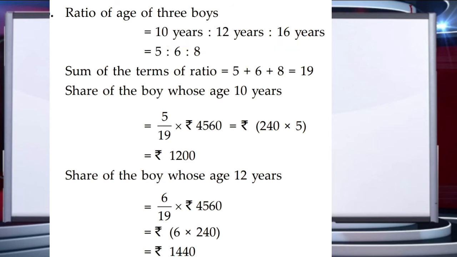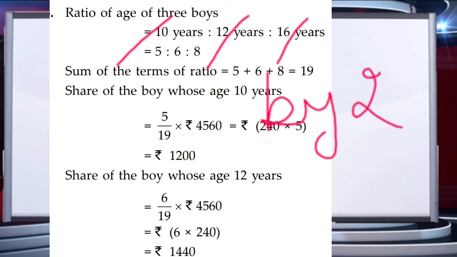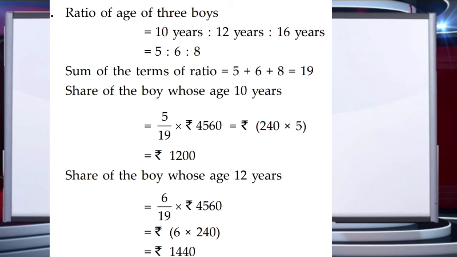So first of all, I am converting these ratios to the simplest form. All the 3 numbers are even numbers. It means these 3 numbers are divisible by 2. So I am reducing the ratios to the simplest form, because ratio always means you have to reduce it into the simplest form. If you want to do it later, you can do it later also, but I am doing it now only. See, 2 5s are 10, 2 6s are 12, 2 8s are 16. Now the ratios have become 5 is to 6 is to 8.